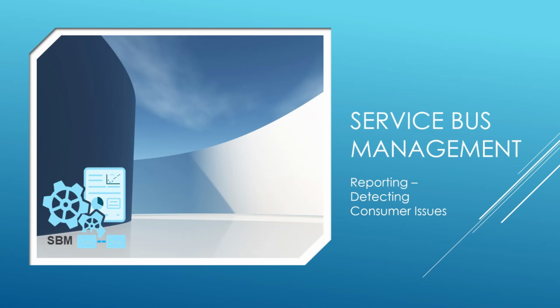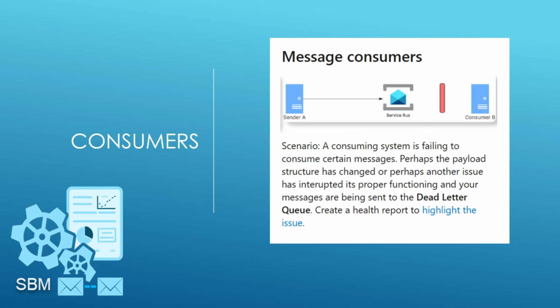Welcome to part 3 of our Service Bus Management and Monitoring Reporting series. In this video, we will consider a real-world problem. How can we tell if a consumer of messages has ceased receiving messages and is possibly unhealthy? What if the system is otherwise functioning and responding and appears healthy?